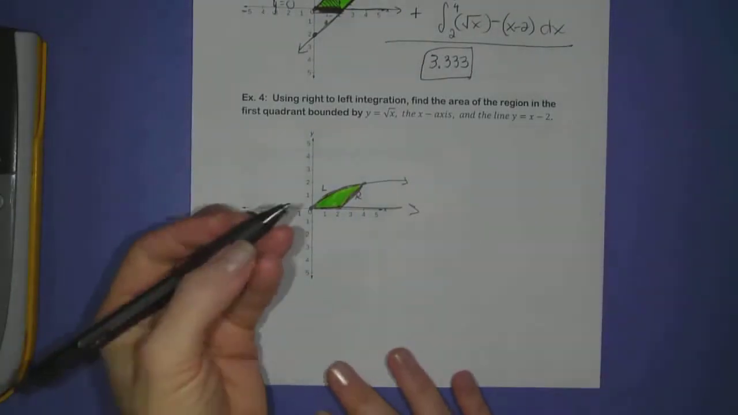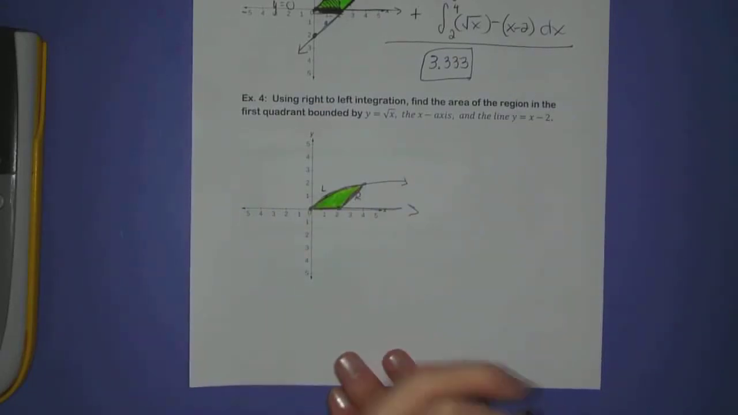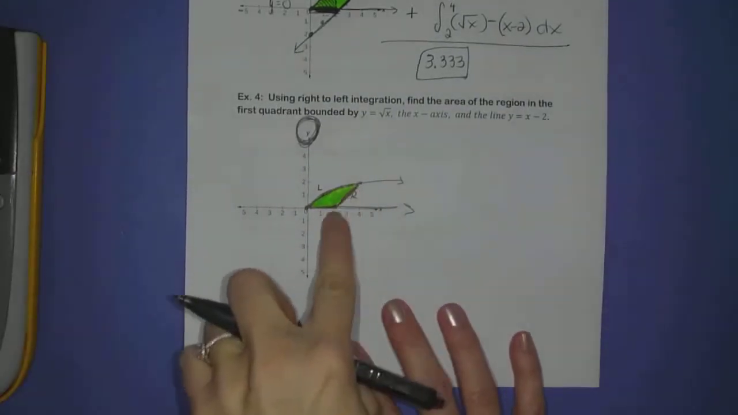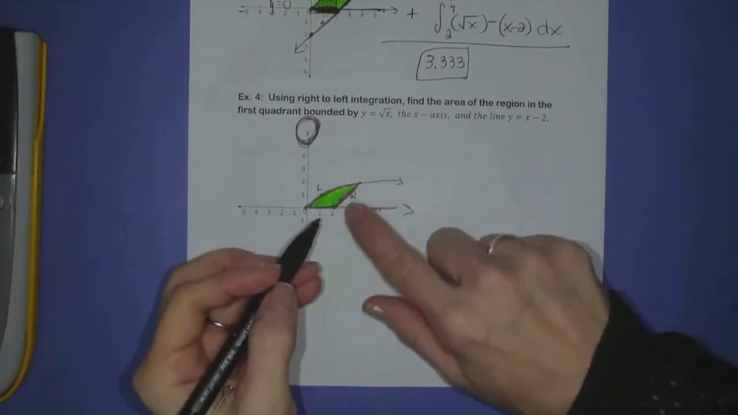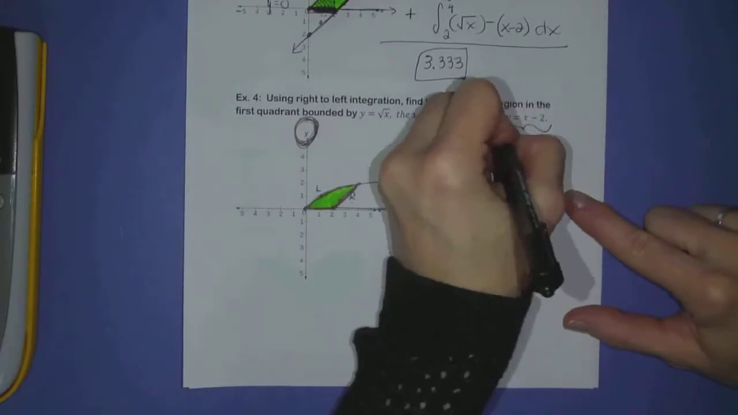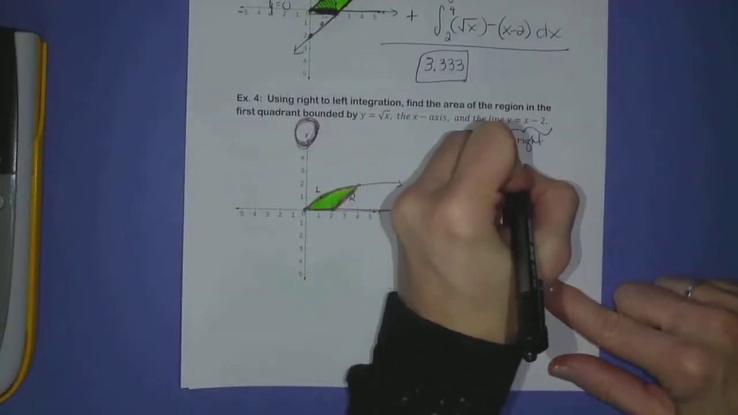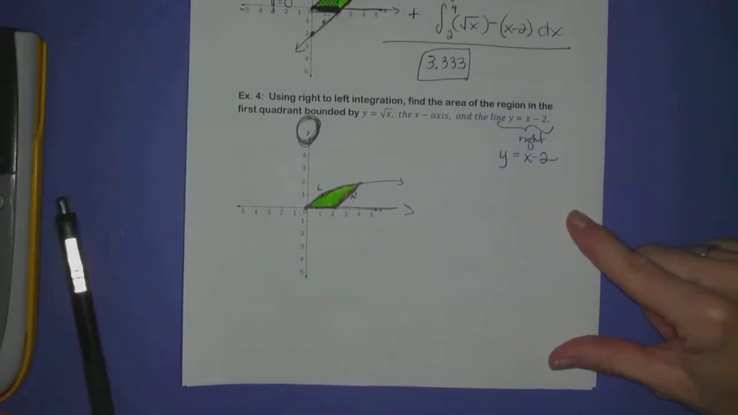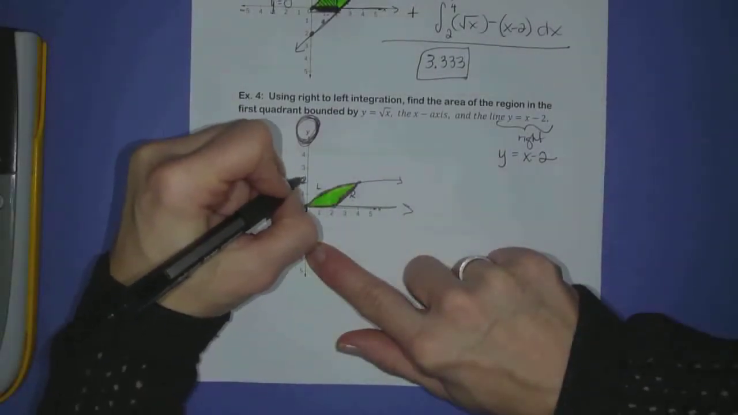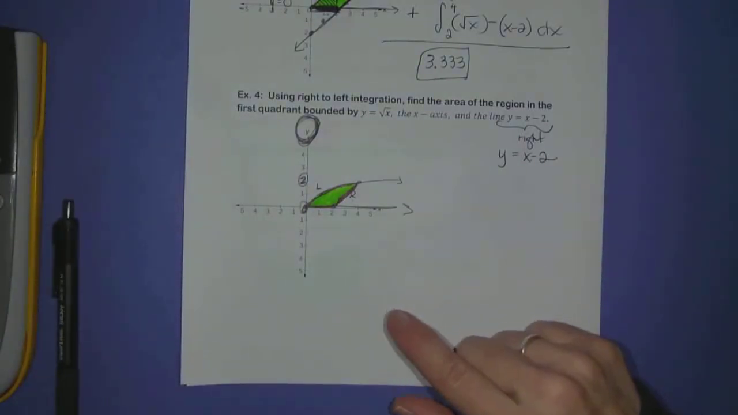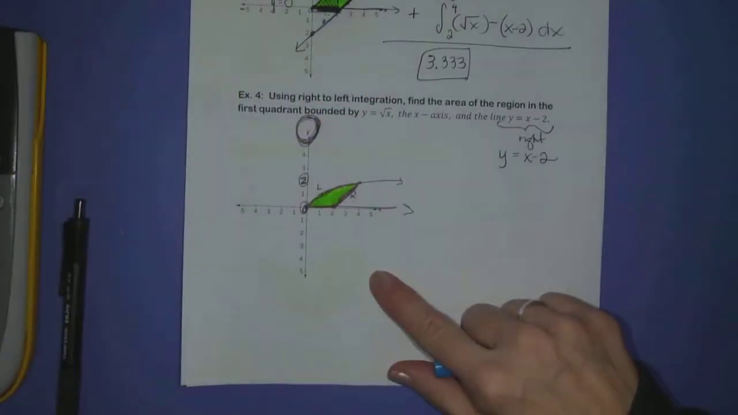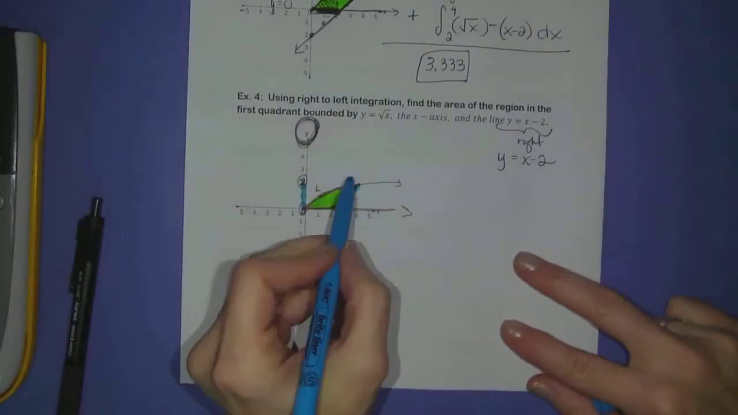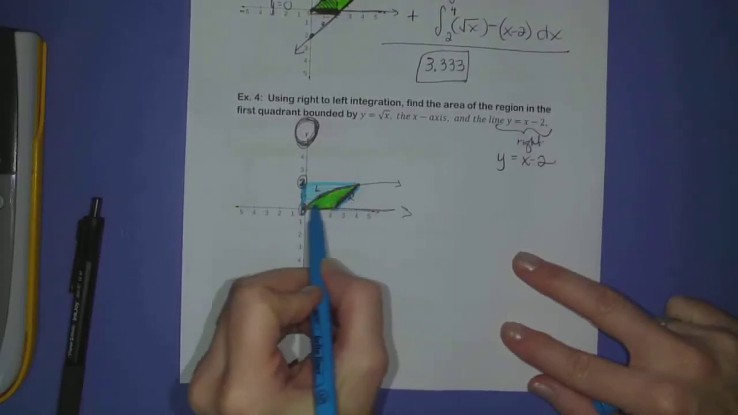But here's the thing. When you do right to left integration, everything is about the y-axis. Let me show you why. If you integrate, okay, so what did we say the guy was on the right? The function on the right is the linear function. So this is the right, and it's y equals x minus 2. If we integrate that function from, now it's all about the y-axis, so from 0 to 2, that would find us the area trapped between this function and the y-axis. So it would give us all this blue.